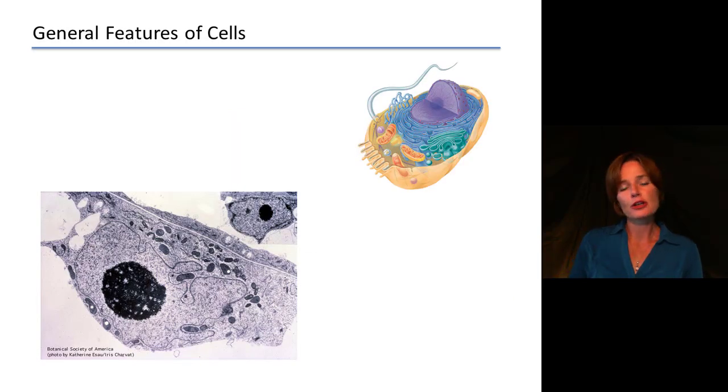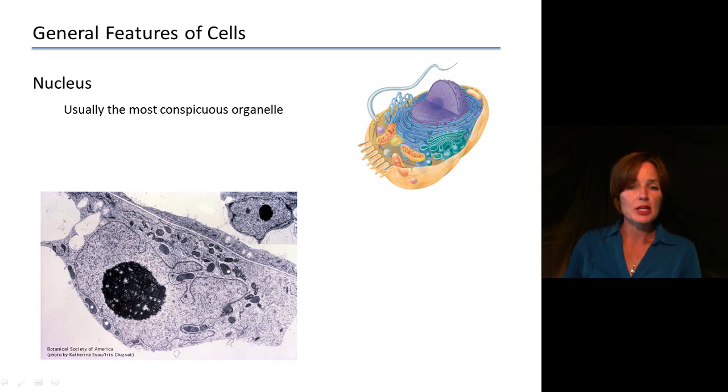So if we talk first about general features of cells, these would be things that you find in most cells. Specifically, these are going to be in eukaryotic cells, which will be more complex cells, which are the type of cells that make up the human body. The first one to talk about is the nucleus. And the nucleus is considered to be the most conspicuous organelle. And what we mean by the most conspicuous organelle is this is the most obvious organelle. It's the easiest one to see. And in the diagram up here, it is the purple structure that you see in the middle.